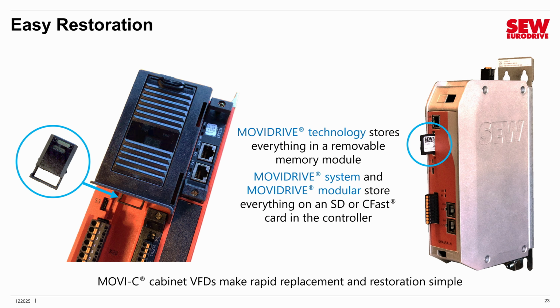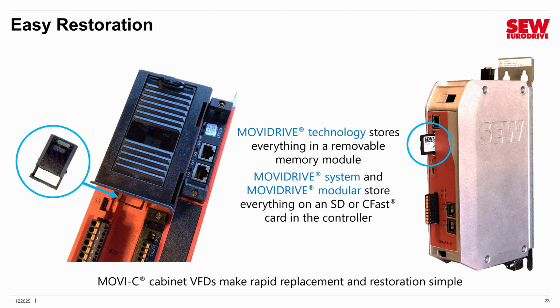One of the nice features that MOVIDRIVE technology, MOVIDRIVE system, and MOVIDRIVE modular have is automatic, easy restoration. MOVIDRIVE technology has a removable memory module. You can see it in the picture on the left. It just pulls out. That module includes all the parameters, commissioning information, and application programs that are running in the VFD, so everything is in there. If your VFD takes a lightning strike and dies, you can remove the memory module, replace the VFD, pop the module into the new VFD, and everything should pick up and run just as it was before.